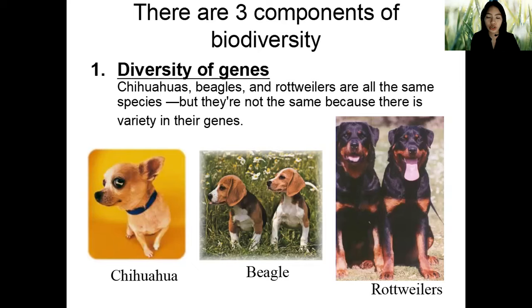Another example for you to understand is the monkeys, di ba? May mga variety, may mga iba-ibang kasing monkey. Ano pa ba yung mga example? Yung mga cats, yung mga pusa, there are varieties of cats, di ba? And then in dogs, hindi lang Chihuahua, Beagle, Rottweiler, may mga iba-ibang variety pa of dogs like Pitbull, Aspin. So that is the diversity of genes.